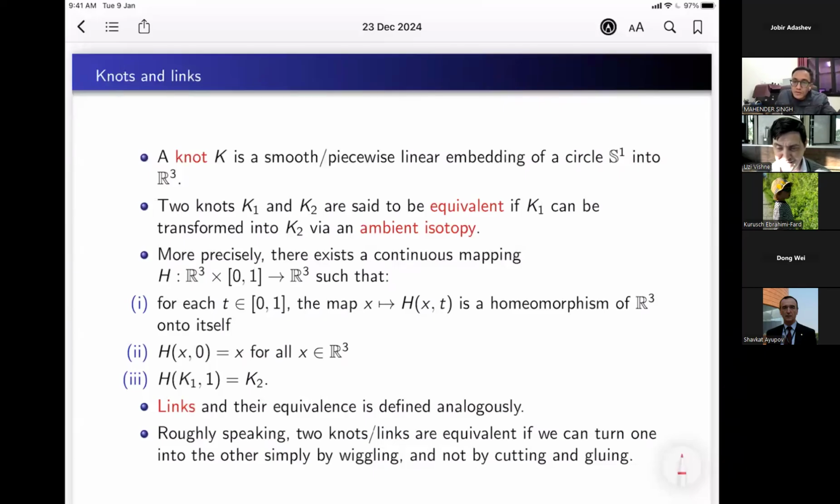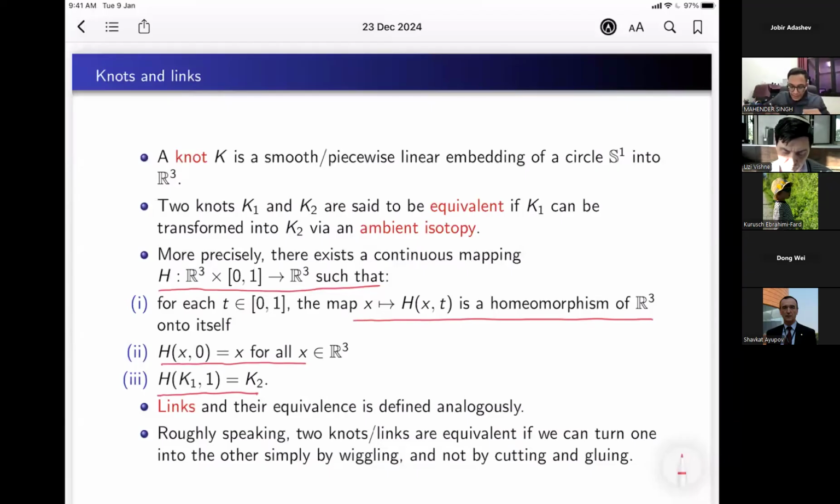We say 2 knots are ambient isotopic if there is a continuous map H from R^3 times [0,1] to R^3 such that for each t, the map x goes to H(x,t) is a homeomorphism of the 3-space. The first map is the identity map, and the last map maps the first knot to the second knot. And similarly, a link is just an embedding of a bunch of circles, not necessarily one, but maybe 2, 3, or some finite number of circles.